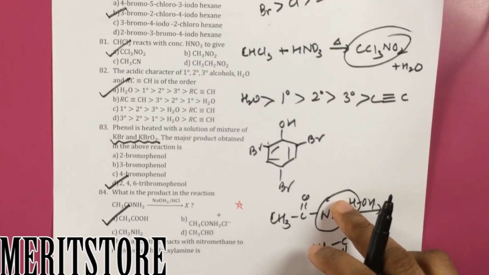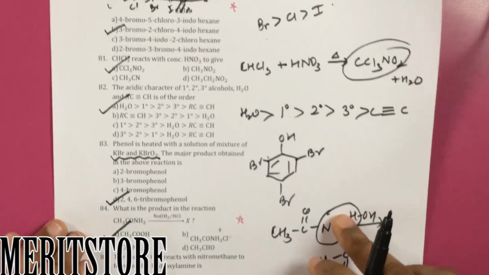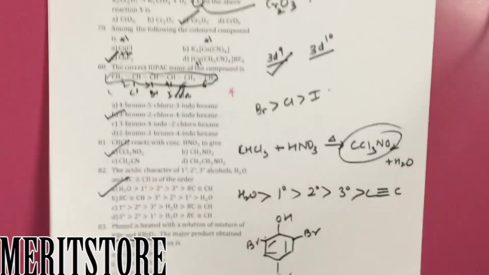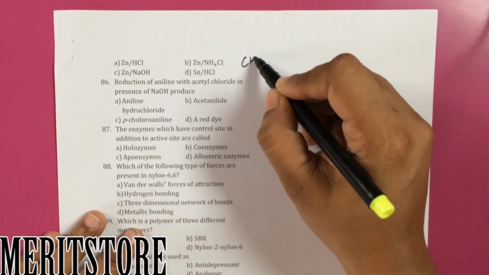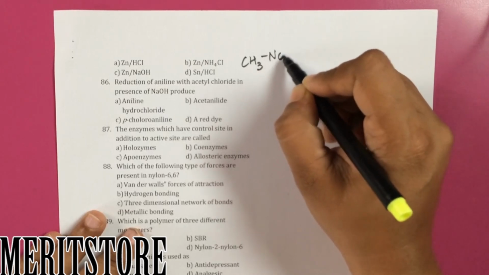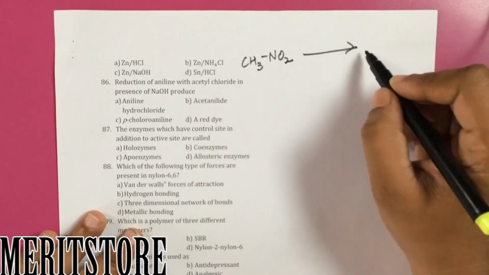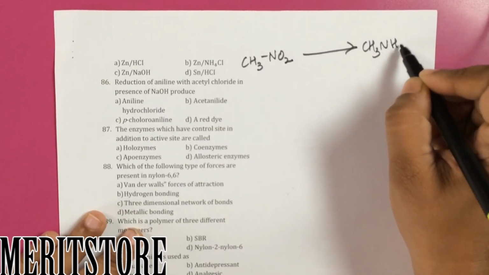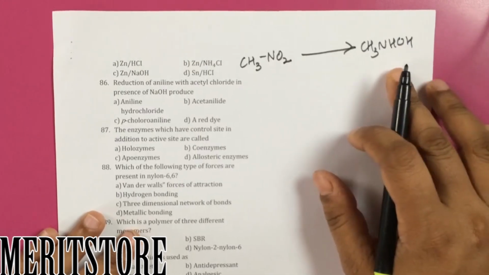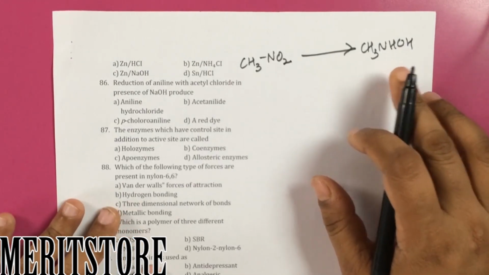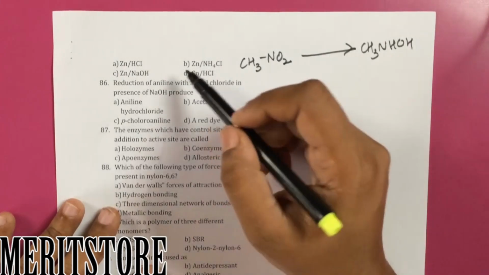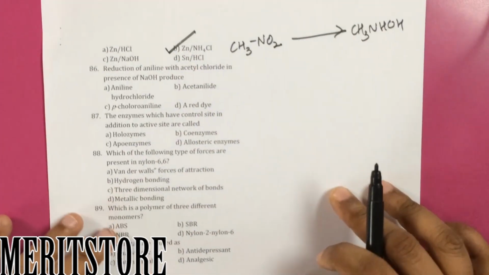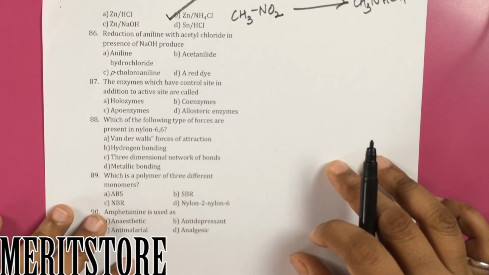Question number 85. The reagent that reacts with nitromethane to form methyl hydroxylamine. So here the reagents are given to us. First of all, the reaction is CH3NO2, nitromethane, reacting to give CH3NHOH. So this is a partial reduction, and partial reduction takes place in the presence of zinc with ammonium chloride.